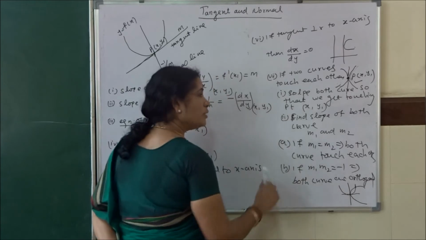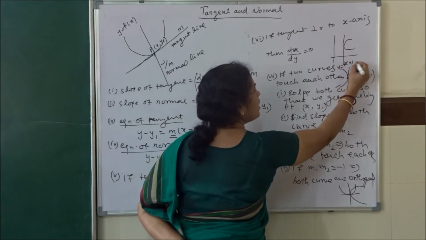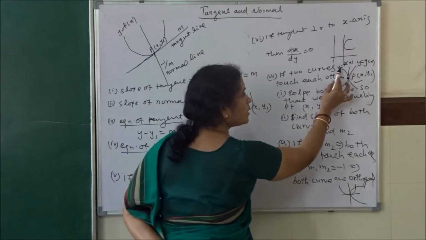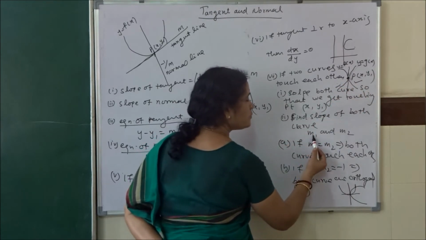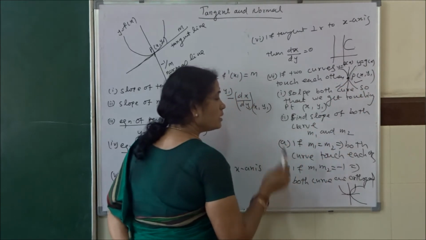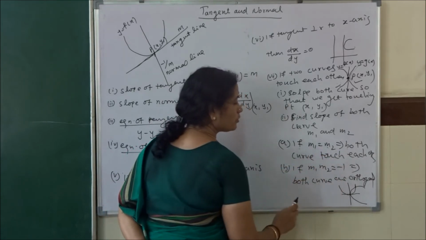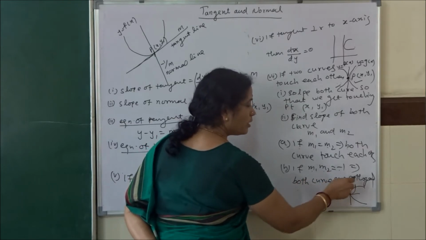Clear? Then next, suppose this is one curve and y equal to g of x is another curve. Find the slope of the first curve at this point, find the slope of the second curve at this point, that means we are finding m1 and m2. If you are getting m1 equal to m2, both curves touch each other. If you are getting m1 into m2 equal to -1, both curves are orthogonal.